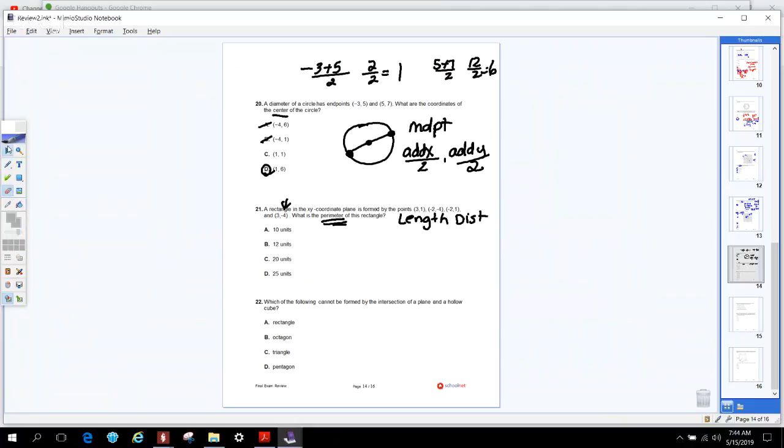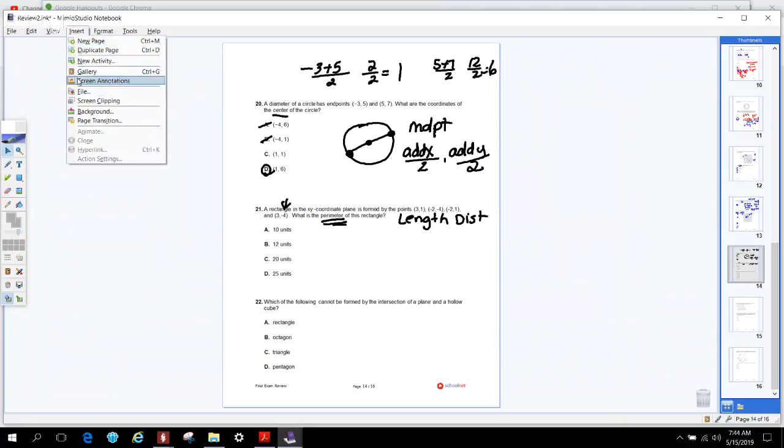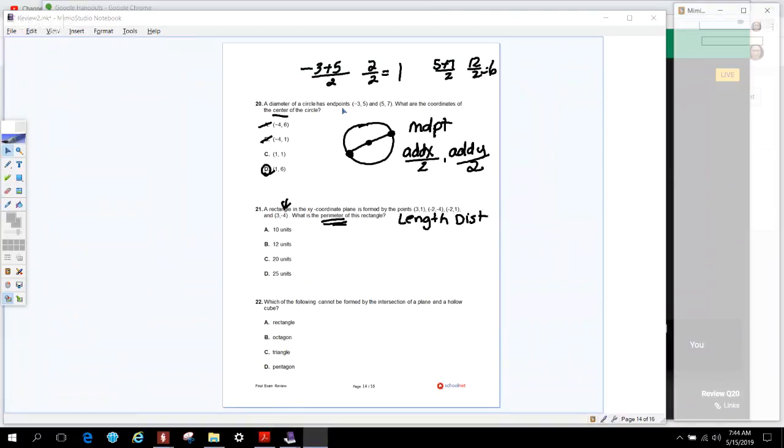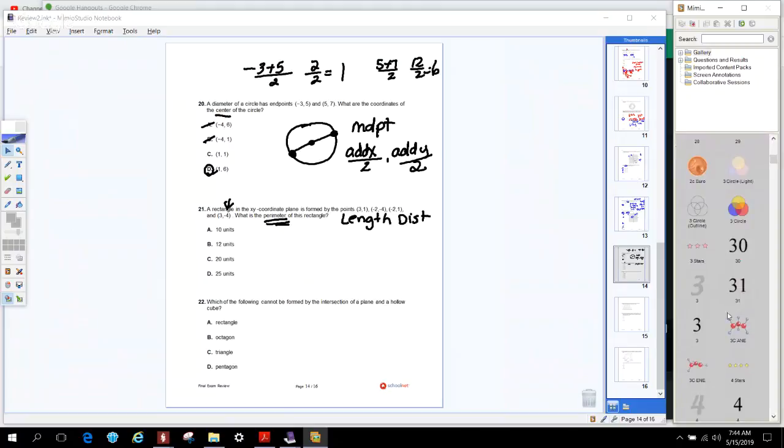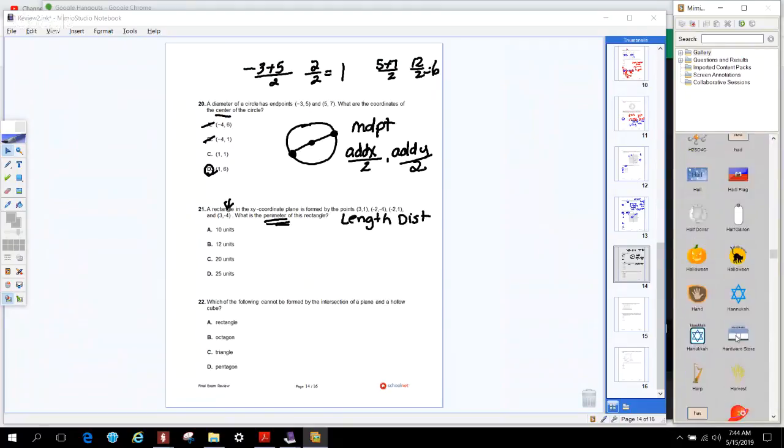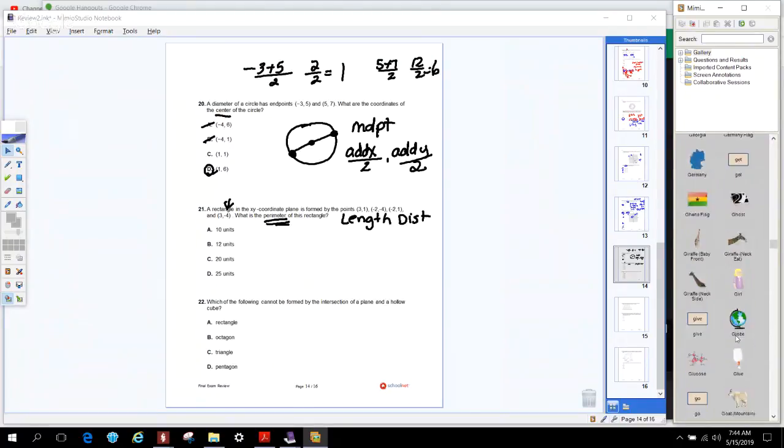Let me see if they have a graph paper insert I can put in. Because that way we don't have to look at my awful picture. Apparently not. They give us stars, no graph paper.